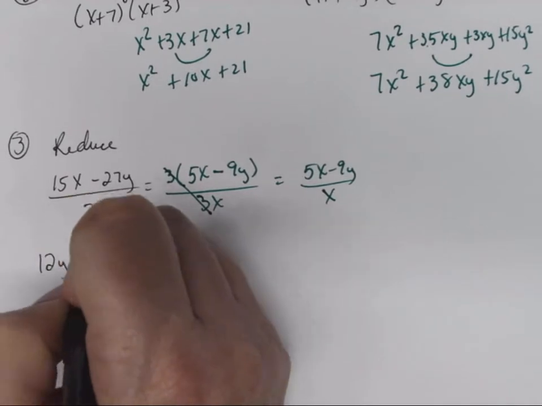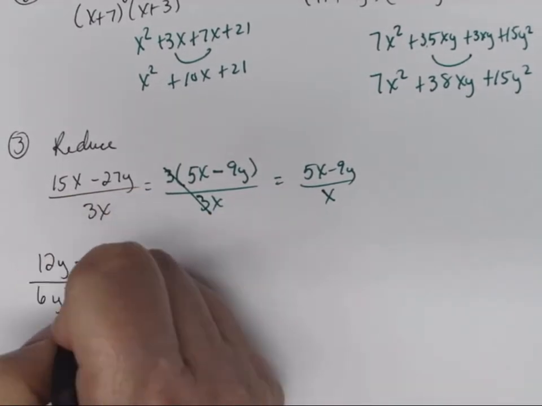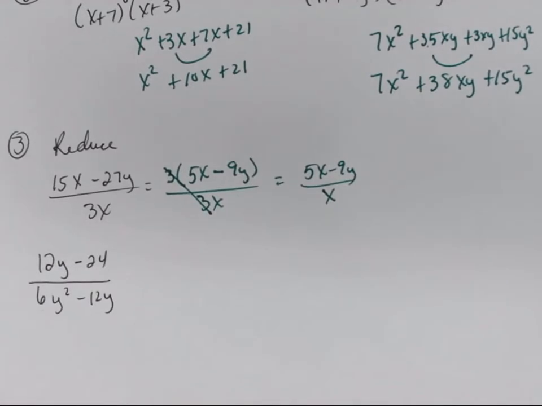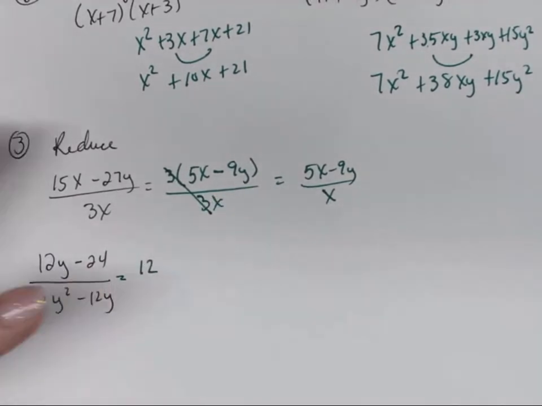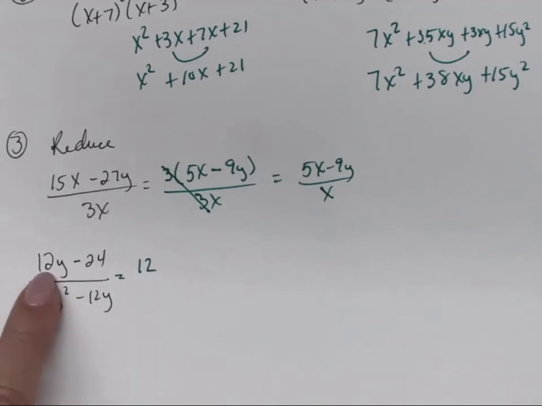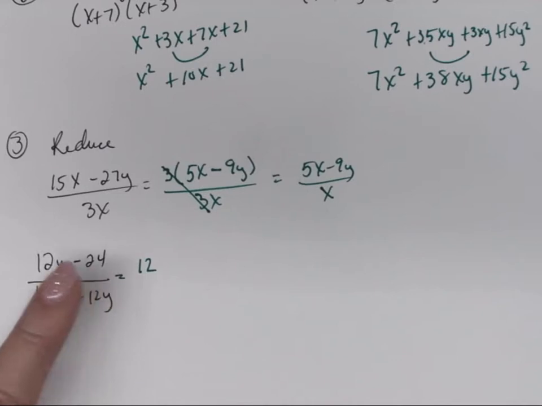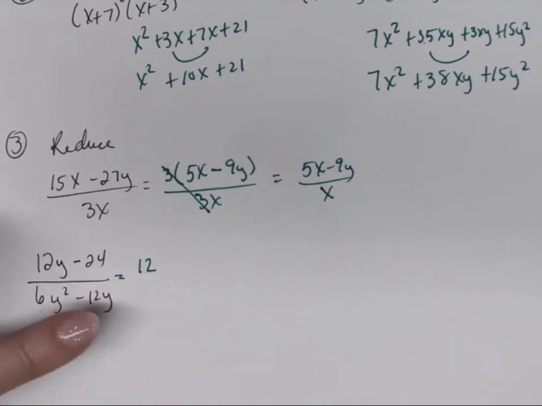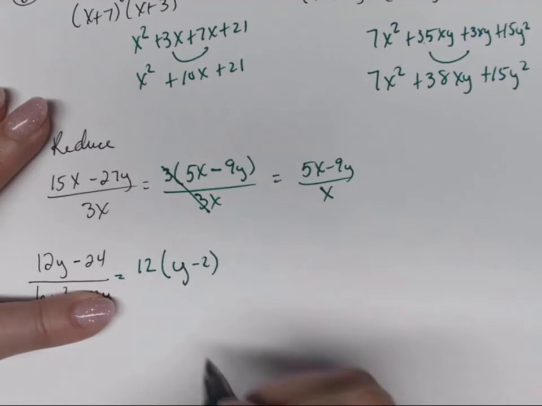So 12y minus 24 over 6y squared minus 12y. So again, we're looking at what can we factor out. So on the top, between 12y and negative 24, I can factor out a 12. If you don't see exactly what you can factor out, do look at the smaller number and see if it'll divide into the bigger number. They both don't have a variable, so it's just a 12, and I end up with y minus 2.